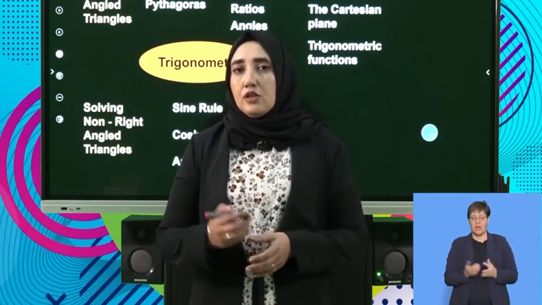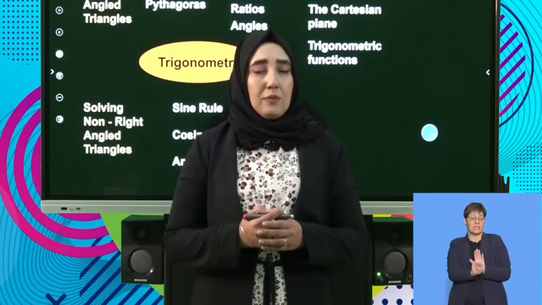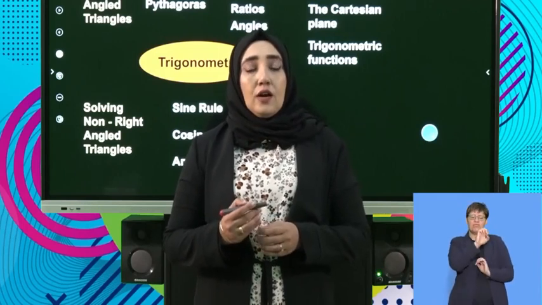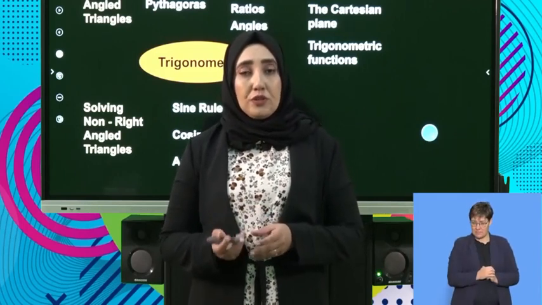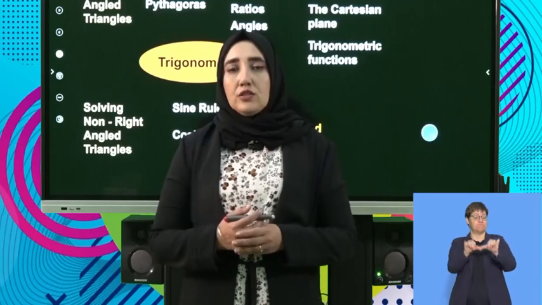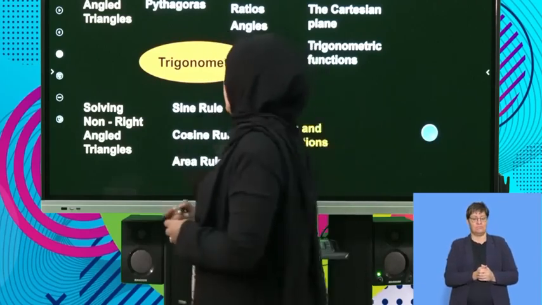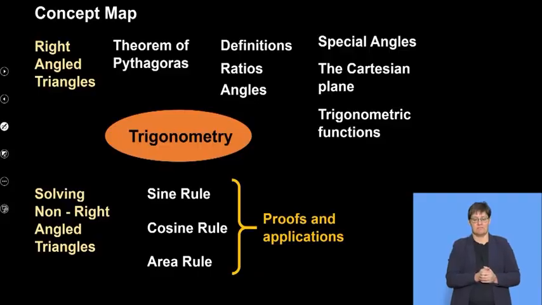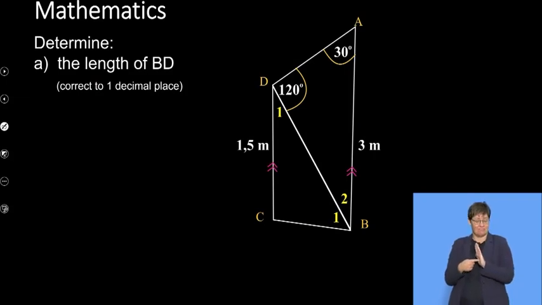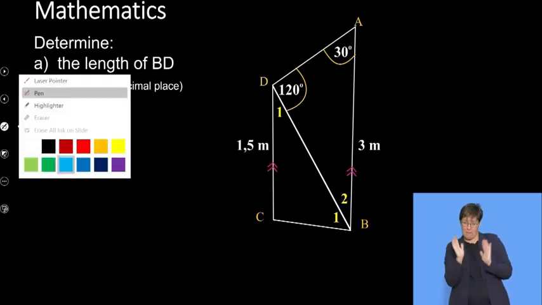Welcome back. Before the break, we were looking at examples to see which trig rule we need to apply to solve a particular problem. Let's continue with that. In this diagram, we are asked to find the length of BD correct to just one decimal place.